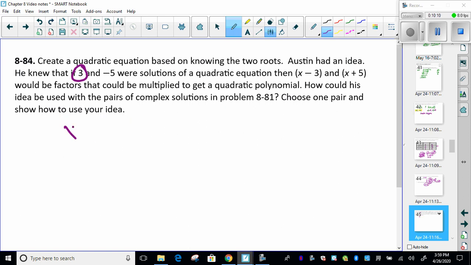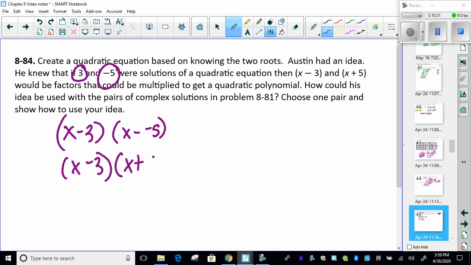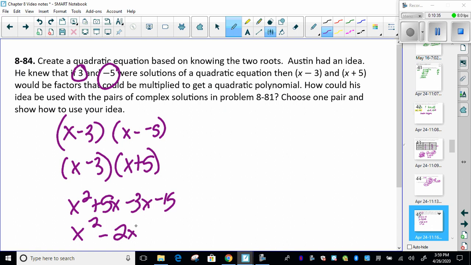But then I also know that if negative 5 were a solution, its factor would be x minus a negative 5, which of course simplifies into x plus 5. And then if I multiply these two out, I get x squared plus 5x minus 3x minus 15. So my quadratic equation with those two solutions would be the following. But can't we just do the same thing with complex solutions? So this is how it works with real numbers. It's just x minus whatever it is. Now let's take a look at it with complex numbers.